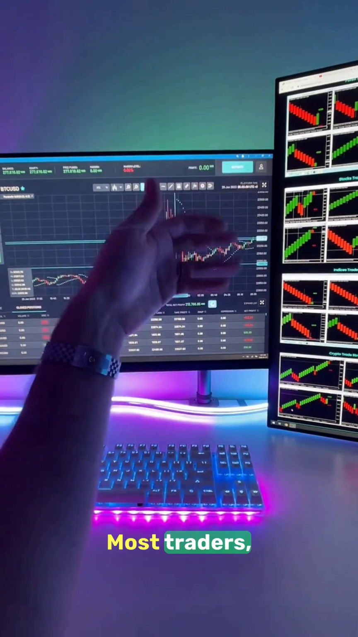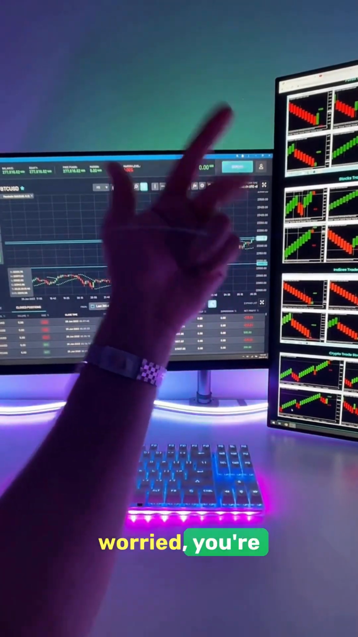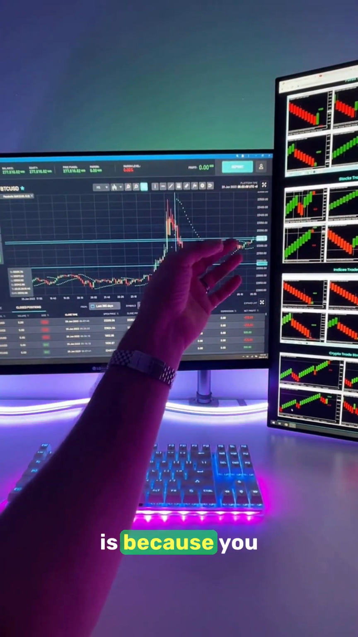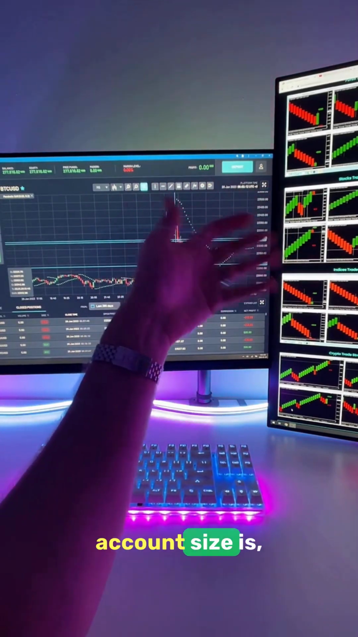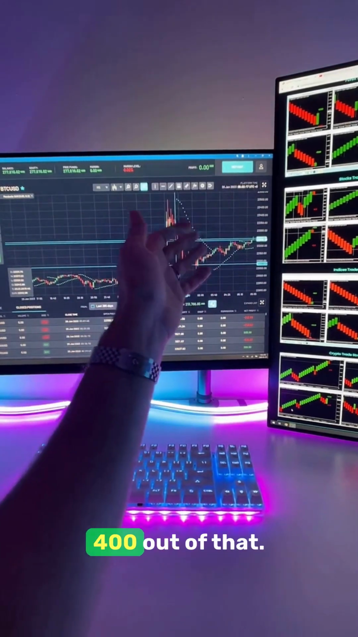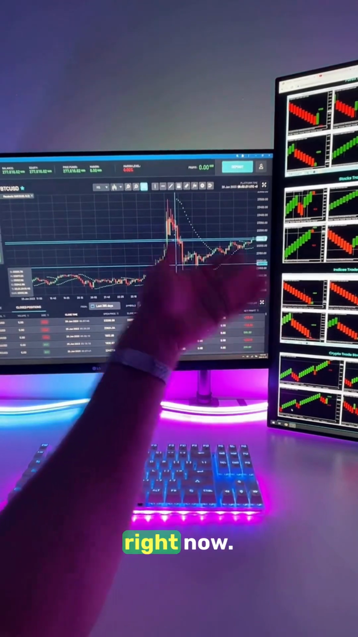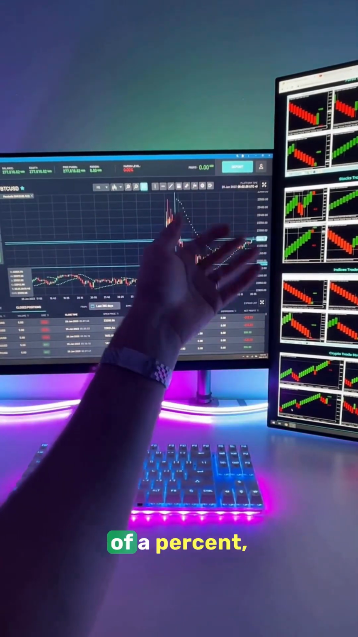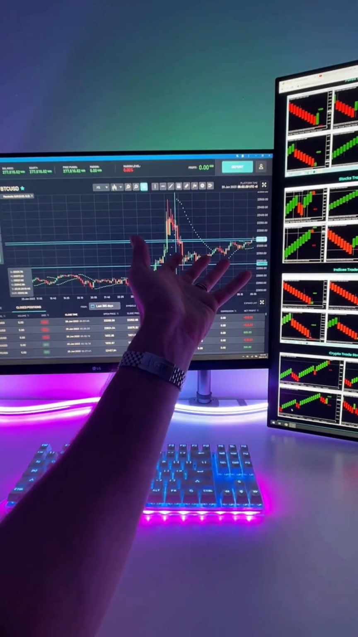Now, here's the thing. Most traders, when you're trading, you're stressed, you're worried, you're sweating, you're just nervous. And the reason is because you have an account with whatever your account size is, 500 or whatever, but you're risking like 300 or 400 out of that. So I'm risking 200 to 500 right now, but because the percentage risk is like 0.1% for me, it's not a big deal, but for you, it's a big deal.